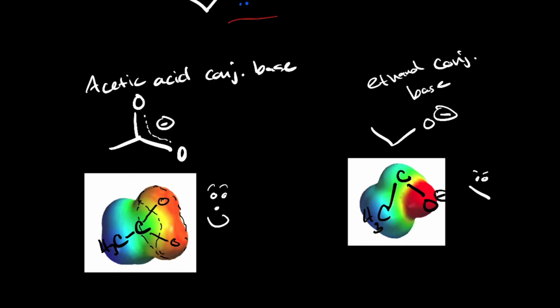So, as a consequence, you can see that resonance promotes the acidity of this conjugate base's acid, which, as you'll remember, the actual acid here is, of course, acetic acid. And the actual acid here is ethanol.